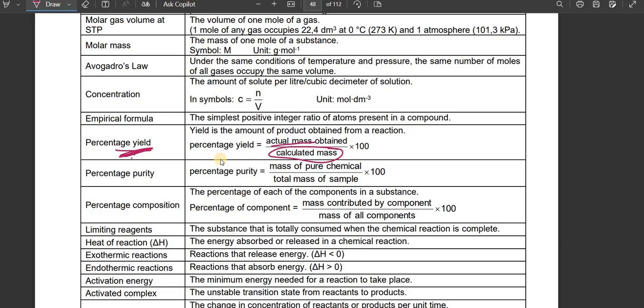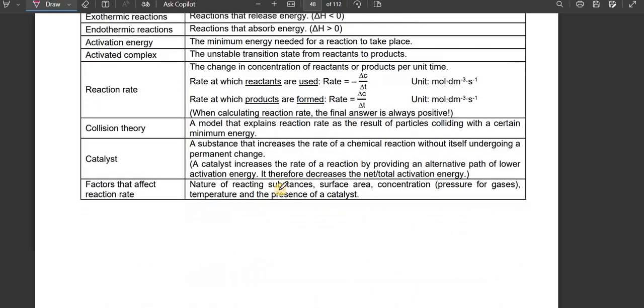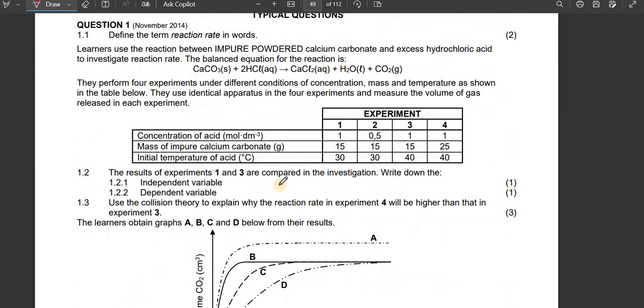Okay, and then percentage purity is mass of the pure sample over the total mass, but that one is for calculations. Okay, yeah. Now what I wanted to go to was here. Okay, this is where I was running to. Sorry to rush a bit.